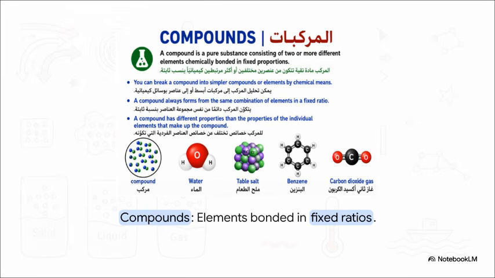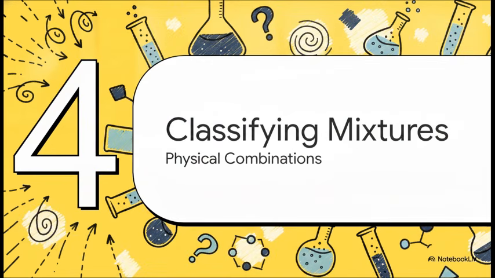Take standard table salt, or sodium chloride. Individually, sodium is a highly reactive metal, and chlorine is literally a toxic gas. But chemically bonded in a fixed ratio, they create the delicious salt you sprinkle on your food. Water, benzene, carbon dioxide, they're all compounds. Let's see how this builds in Section 4.